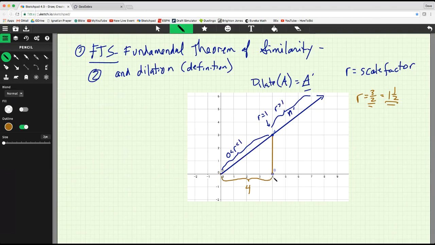So because this is 4, I can now find 3 halves of that 4, and I can find that that's 6, right? 3 halves, that's my scale factor. I'm going to dilate point B to point B prime, and we're going to use a scale factor of 3 halves. And that's easy to do. 3 halves times 4 over 1 equals 12 halves equals 6. So B prime is here.